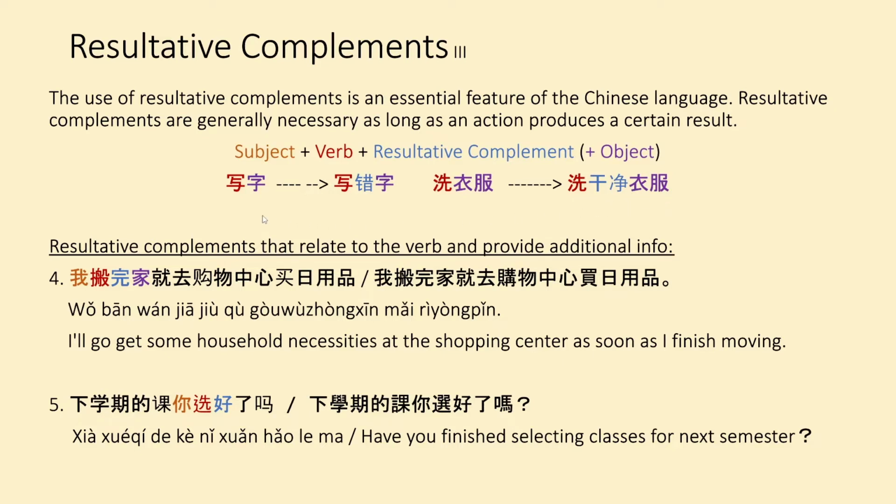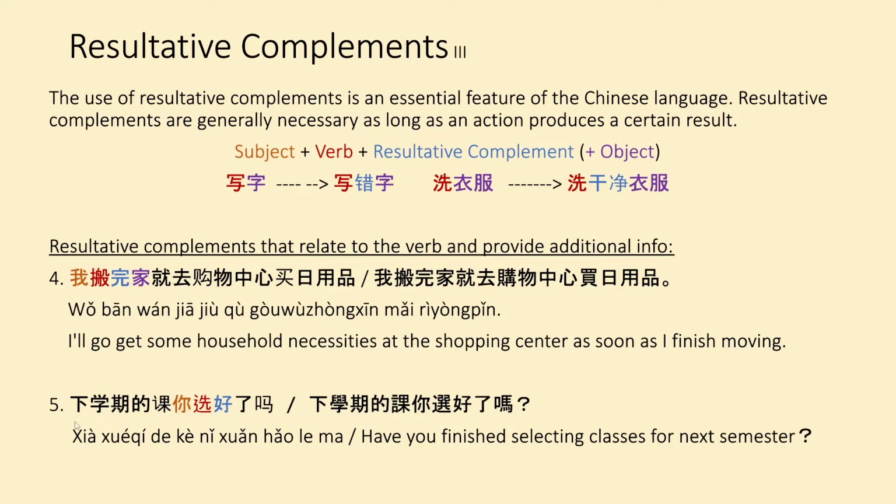There are 3 types of resultative complements. The first one is complements that relate to the verb and provide additional information. So, for example, 4. 我傍晚家就去购物中心买日用品. I'll go get some household necessities at the shopping center as soon as I finish moving. And here we see that the result sort of describes moving, so he finished moving.